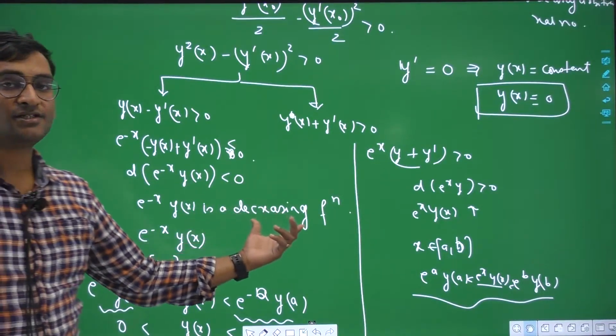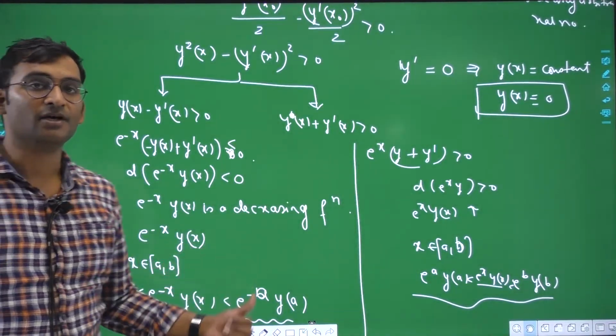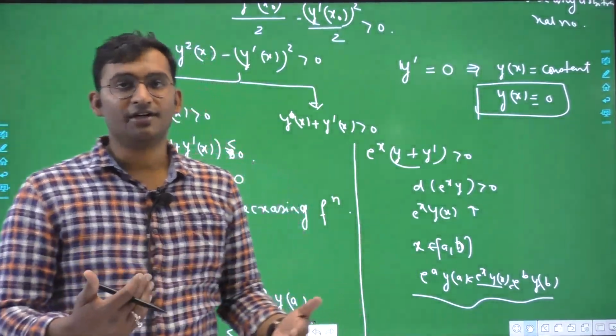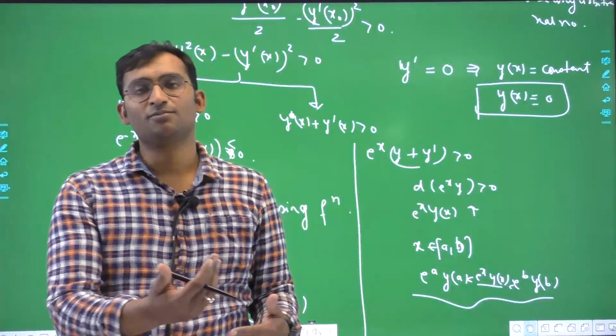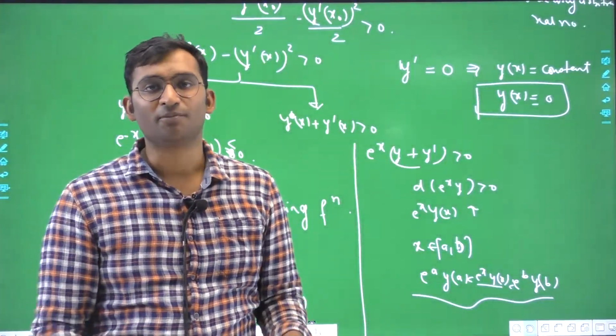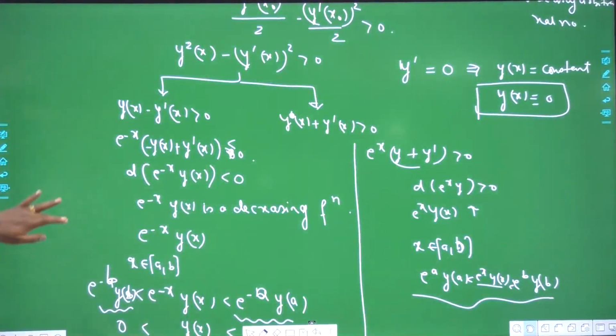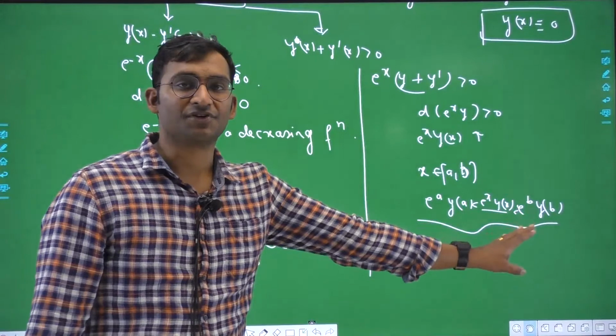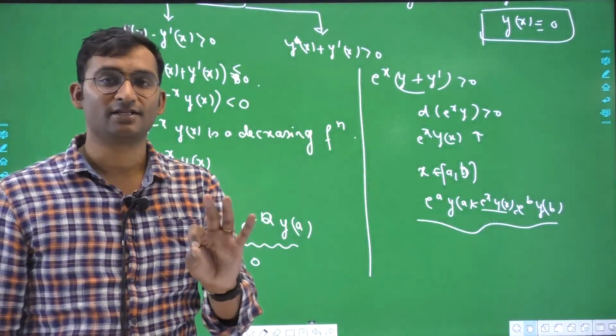But if it is a strictly decreasing function, then between a and b, at b you will have a minimum, and at a you are supposed to have a maximum value. But it happens that this is entirely bounded by 0 on both ends. Therefore it will not be strictly increasing, neither will it be strictly decreasing. So therefore y dash is supposed to be equal to 0.